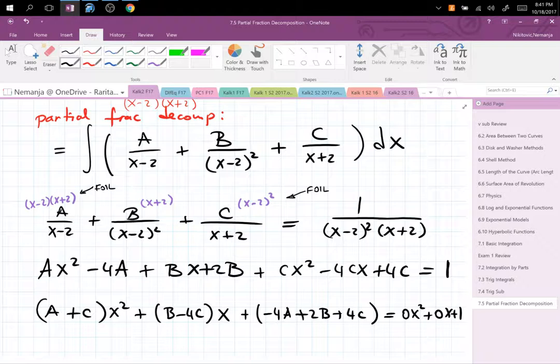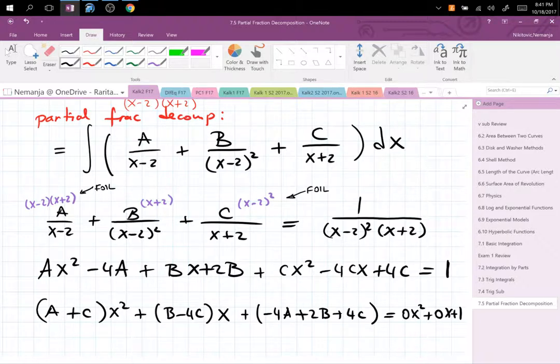Combine all x cubes, all x squares on a pile, all x's on a pile, and all constant terms on a pile. So ax squared and cx squared are the only x squared terms. So a plus c, when you factor out x squared. That's the first one. Factor out x from bx and minus 4cx over there. There they are, the x's. And then this one has no x's, this one has no x's, and that one has no x's. They're all together there.